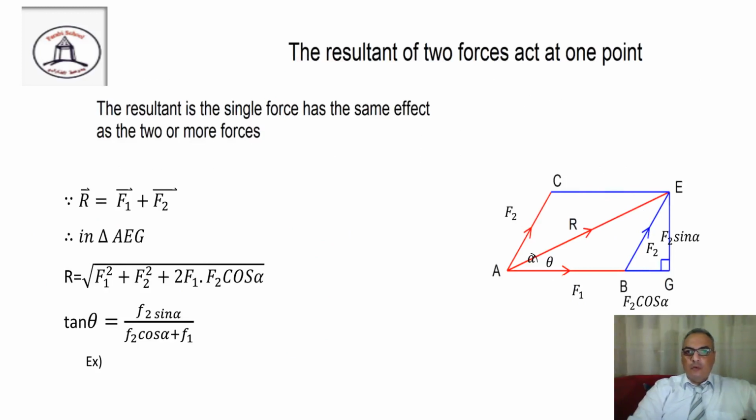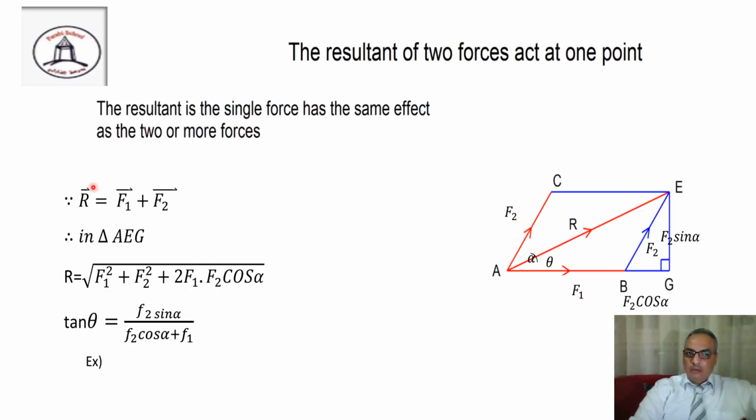The resultant of two forces acting at one point. What's the meaning of the resultant of two forces acting at one point? Resultant is a single force that has the same effect as two or more forces. That means F1, the first force, acts on this side, and F2 another one. R is a resultant. So R is a single force that replaces F1 and F2 and has the same effect.